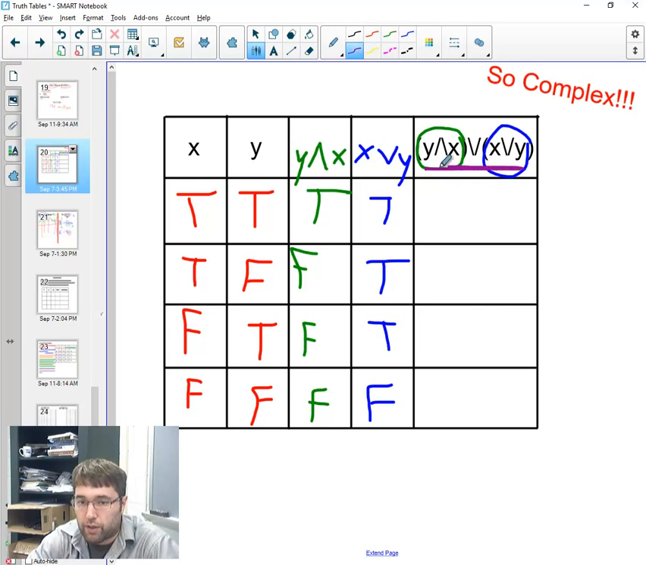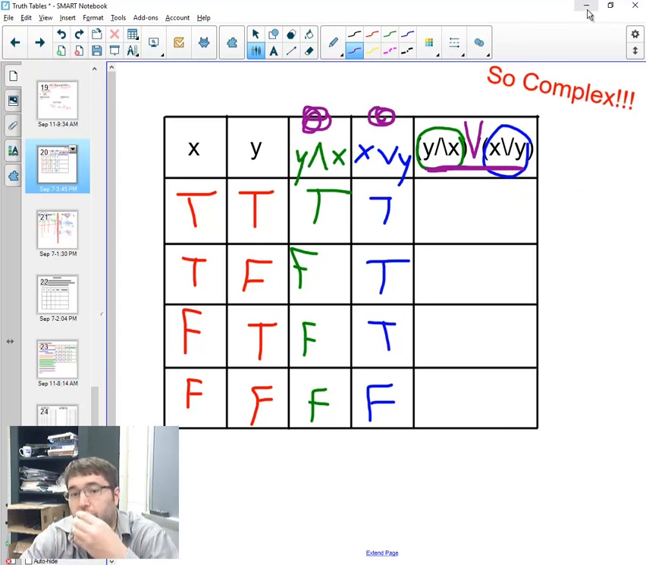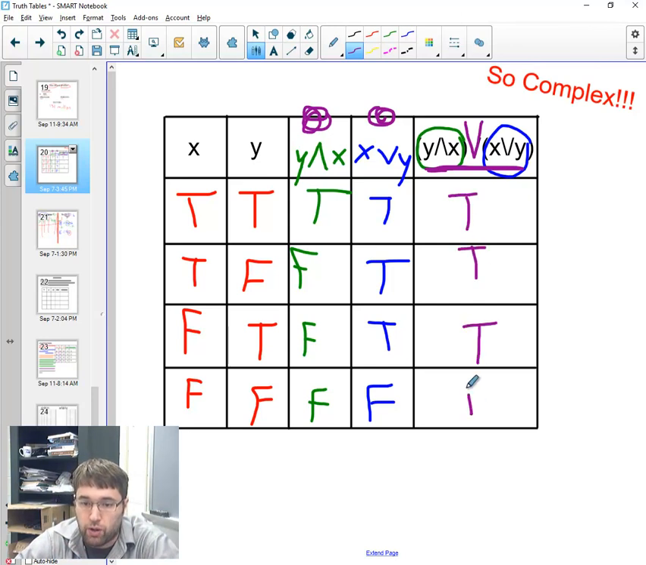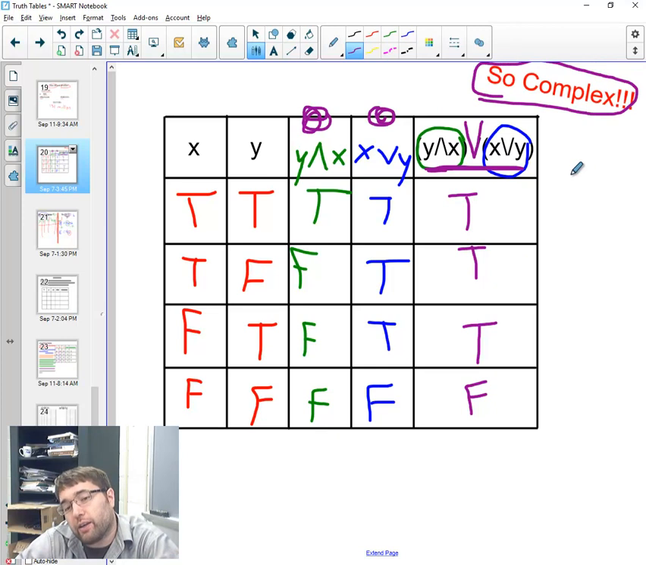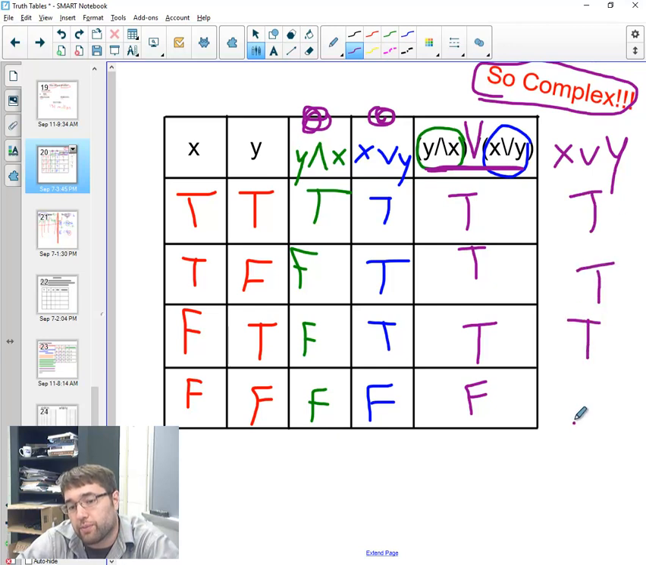And now when we solve this one, we're looking at these two columns right here. And we're doing the OR operator, which means if either one is true, it's true. So go ahead and give that a shot. Bang! You should have gotten true, true, true, false. Why so complex? Why, when you could have just done X or Y and gotten the same exact thing.